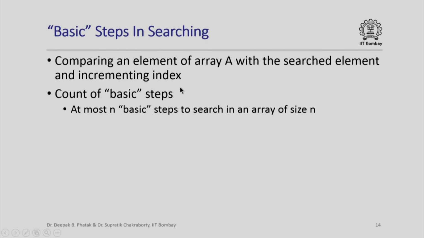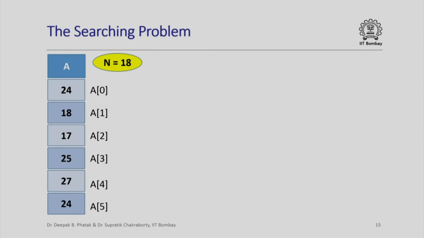In the worst case, I might need to look at all the elements in the array before I can decide whether the element is present in the array or not. Now the question is, can we do better than this? Can we do better than n basic steps? So here is a particular way of going about solving the searching problem.